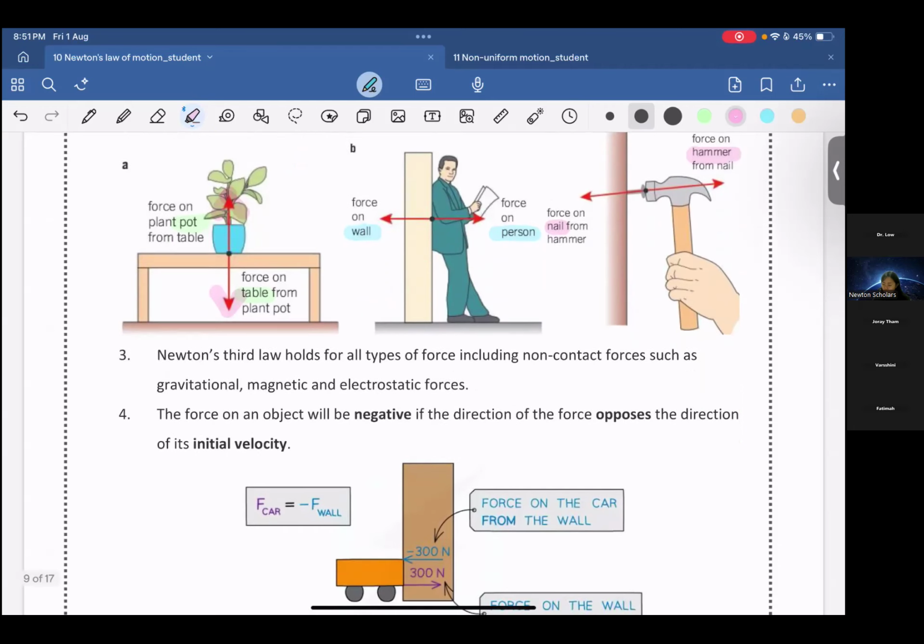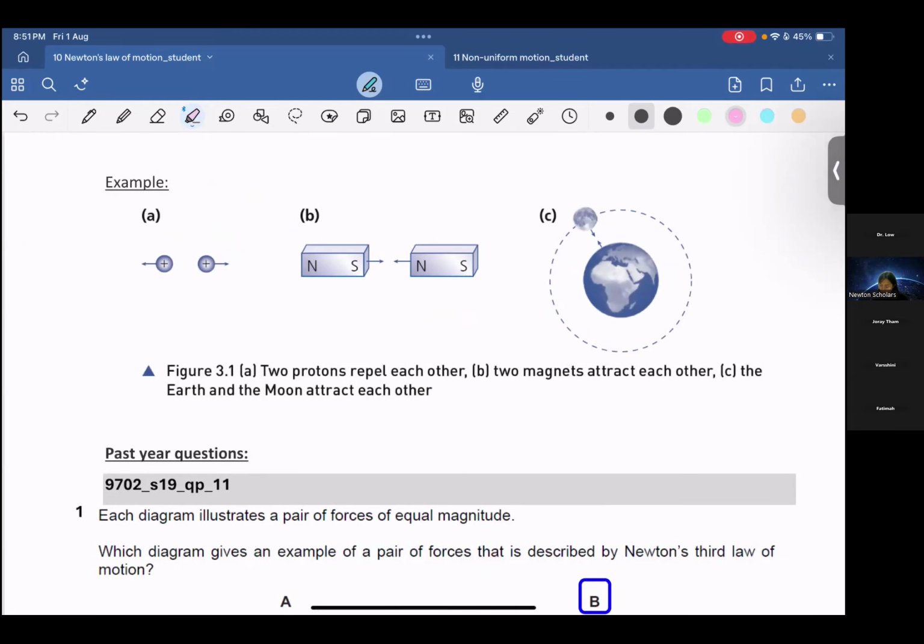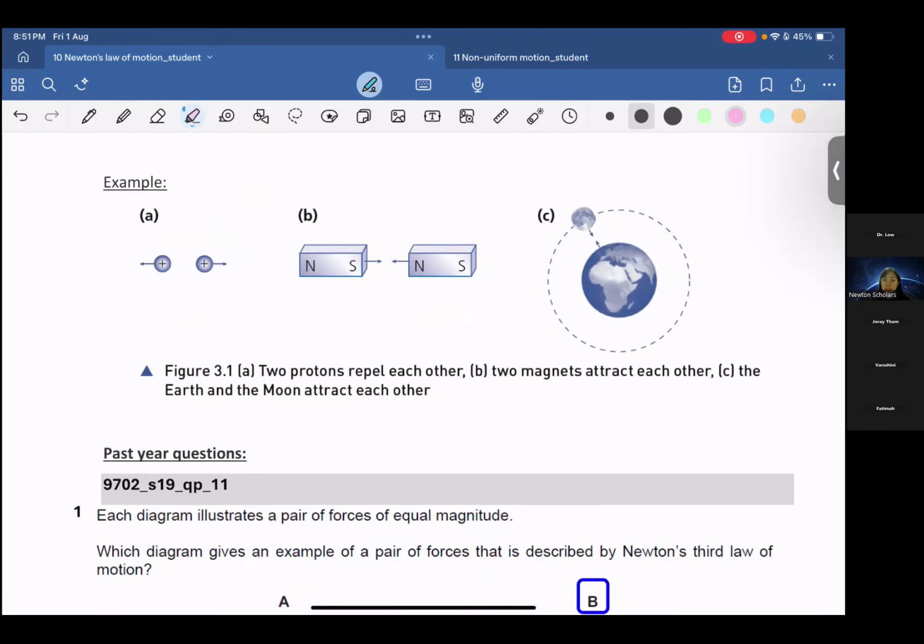Okay, Newton's third law is not only for contact. The examples you saw are in contact, they touch each other, but it also applies to non-contact. For example, the diagram is here, in the next page already. So this is an example of non-contact, the objects don't touch each other, but this is also an example of Newton's third law. Here you see gravitational force between them, acting on two objects, our moon and our earth. Two objects. Two magnets. Two protons. Object A and object B.